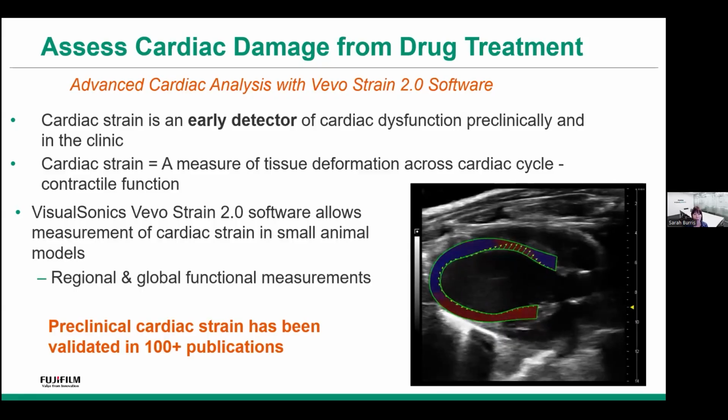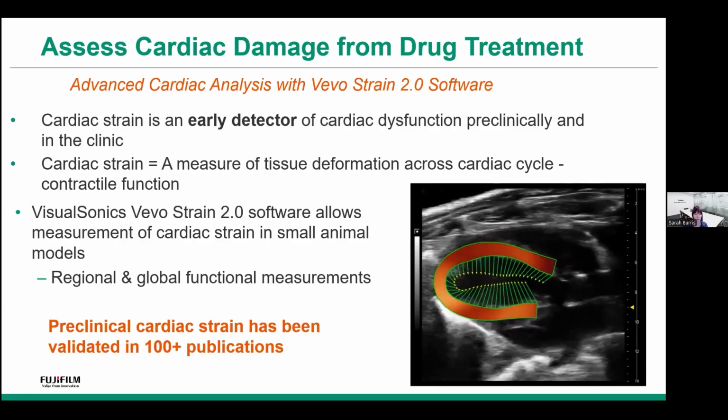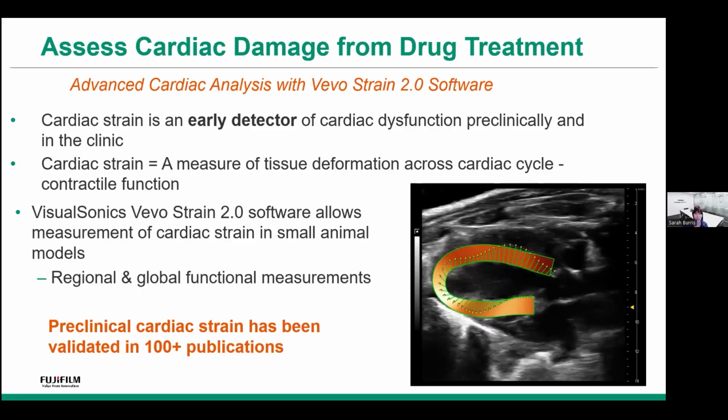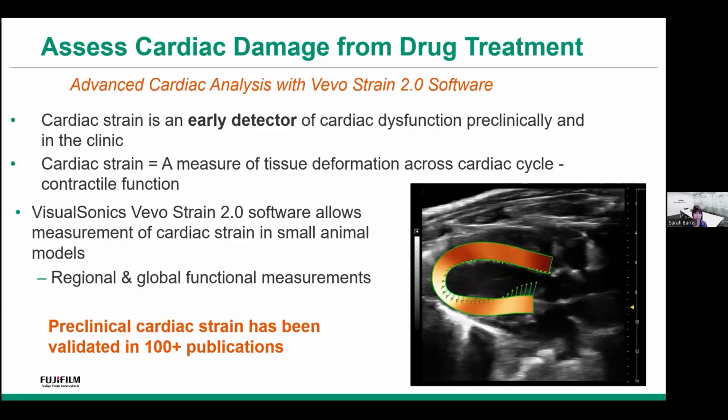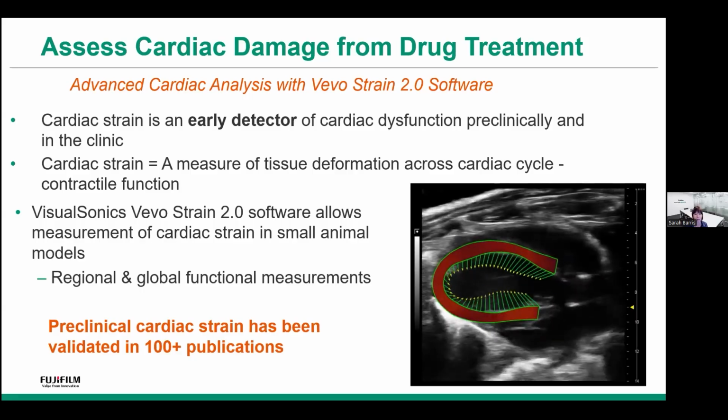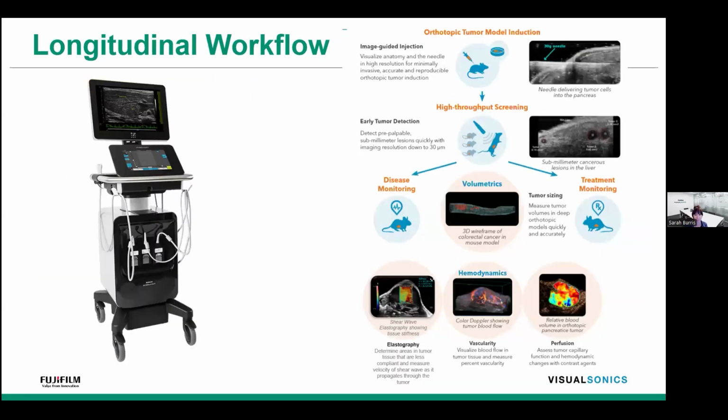So Vevo Strain 2.0 is a great piece of software that actually acts as an early detection system for looking at cardiac dysfunction far before you have any decrease in, say, parameters like ejection fraction.